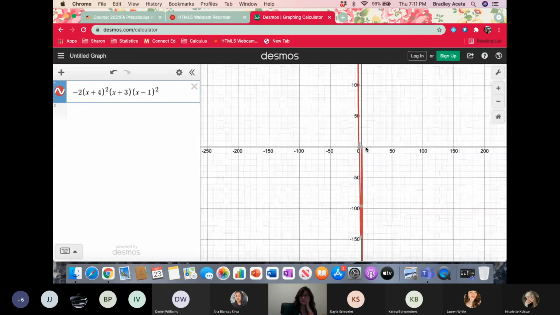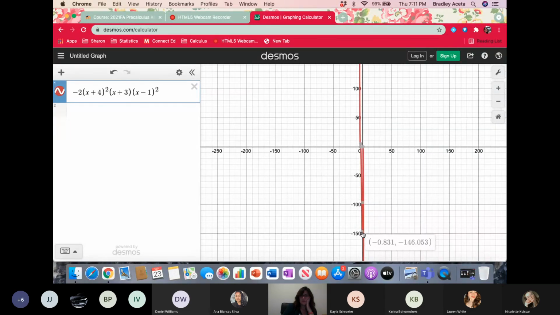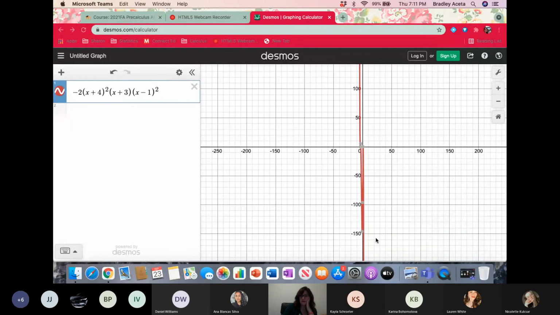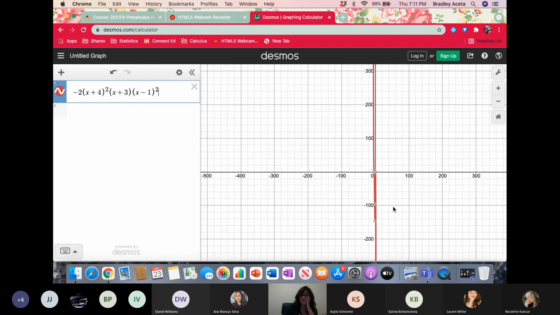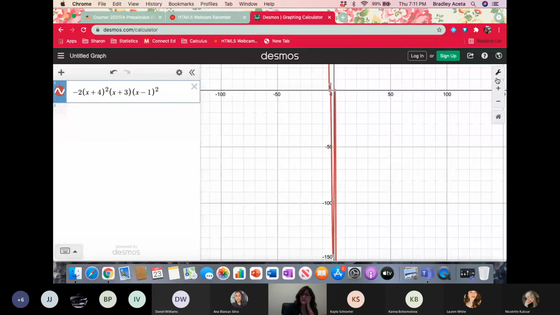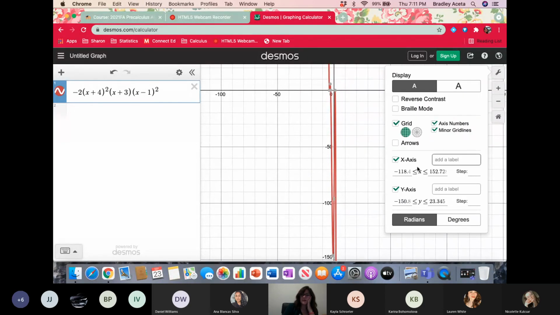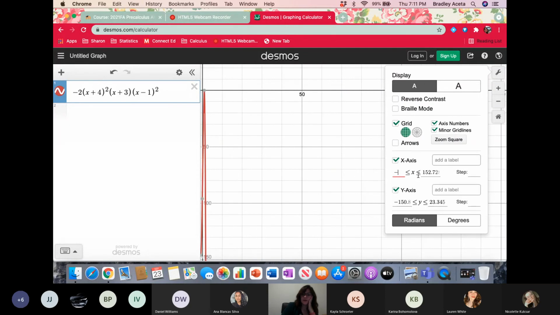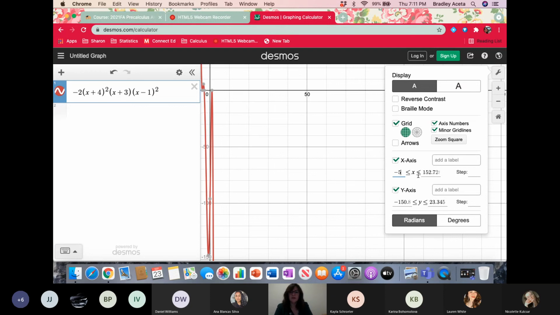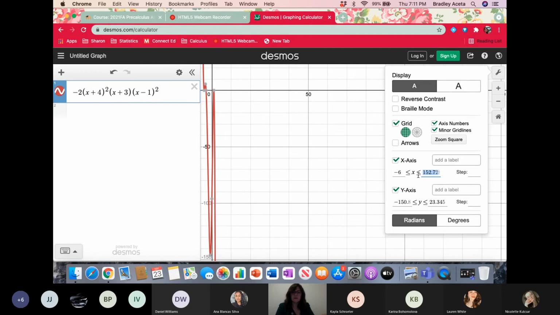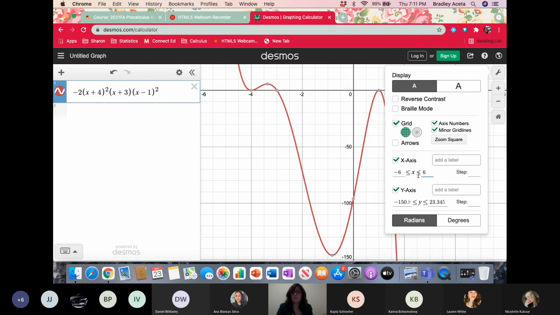I want to give a good picture of this. So it looks like down at negative 150, is that where I'm at? So let's change my x-axis to be, yeah, let's go out more, -6 to 6. And then my y, that's a pretty good y. I can actually see it from there.